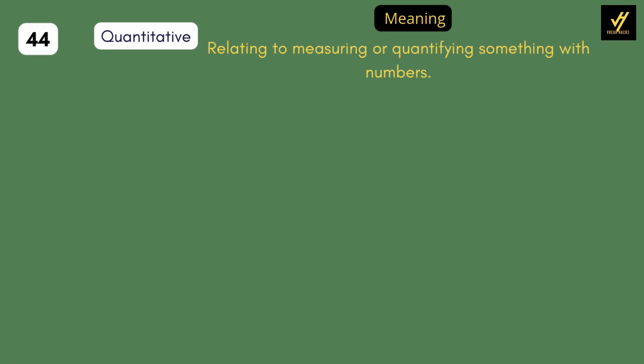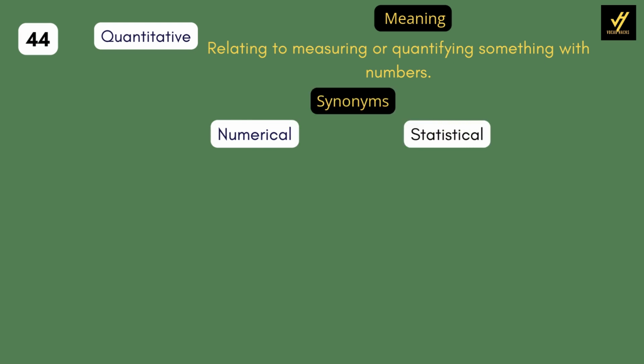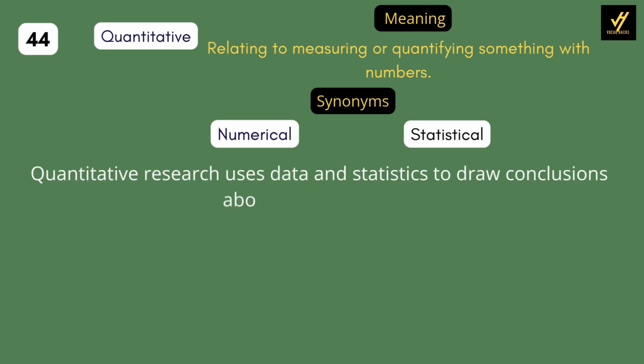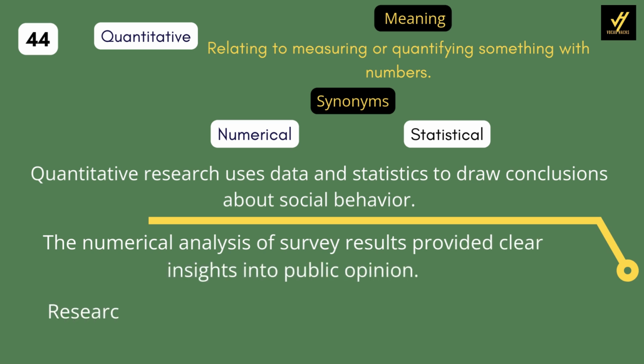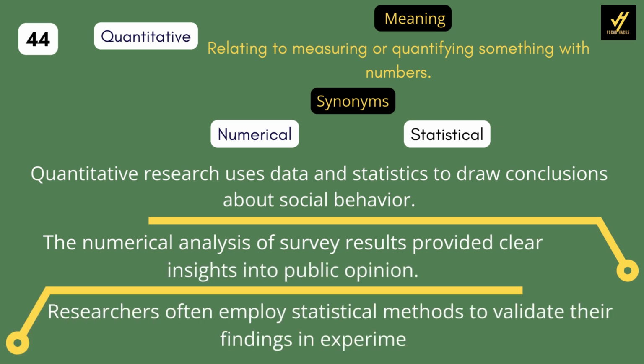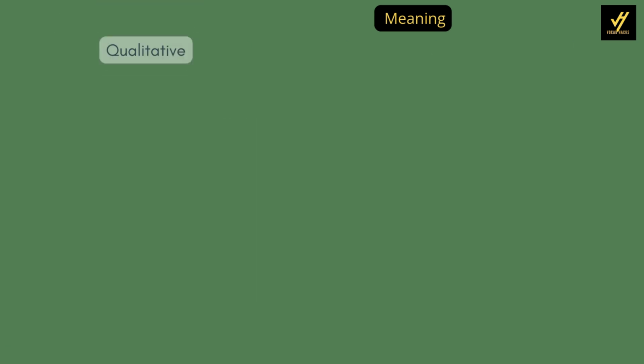Quantitative, relating to measuring or quantifying something with numbers. Numerical, statistical. Quantitative research uses data and statistics to draw conclusions about social behavior. The numerical analysis of survey results provided clear insights into public opinion. Researchers often employ statistical methods to validate their findings in experiments.